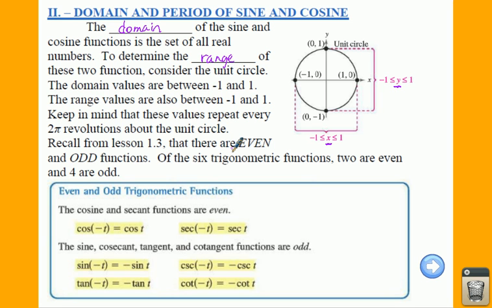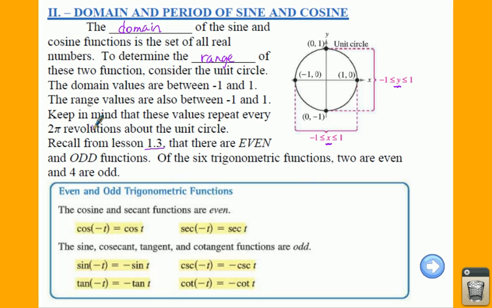Alrighty. Before, we've talked about how to use our unit circle to find our 6 functions: our sine, cosine, tangent, and then also their reciprocals, cosecant, secant, and cotangent. Here what we're going to do is use our domain and range and our period of sine and cosine to determine other values. We're going to be looking at even and odd functions. And if you remember way back when, we had even and odd functions back in lesson 1-3.